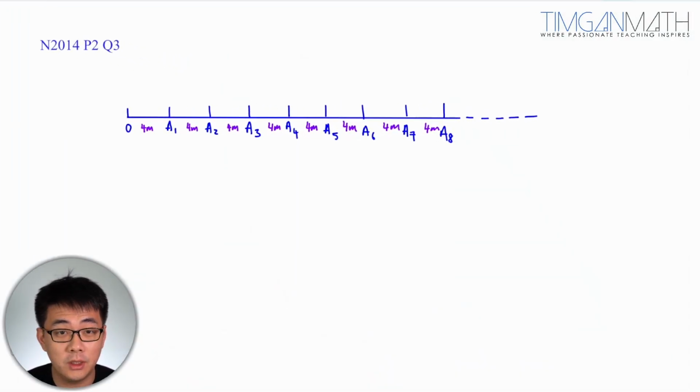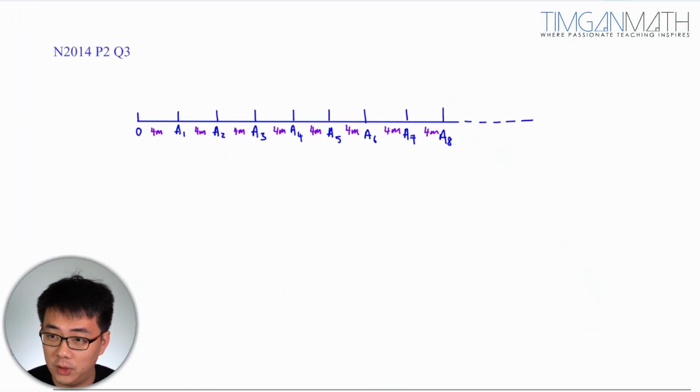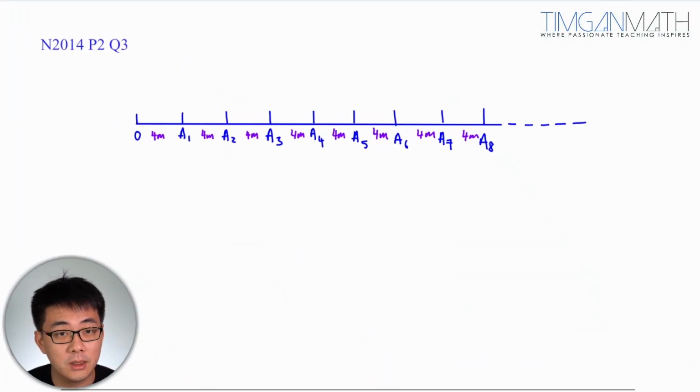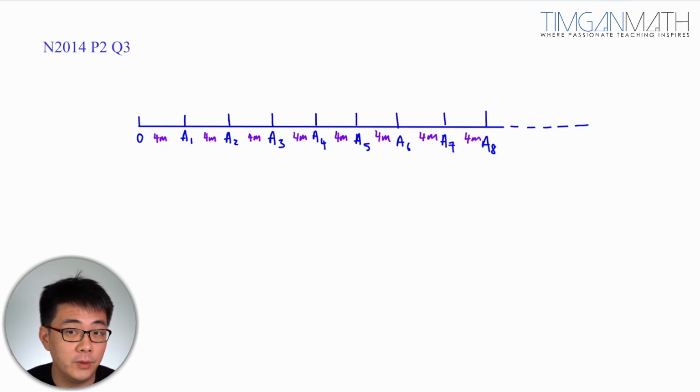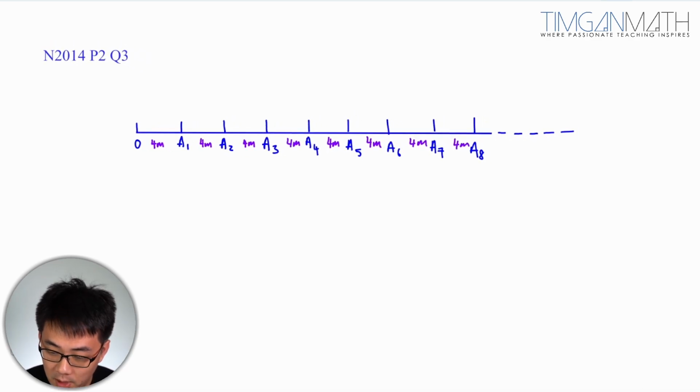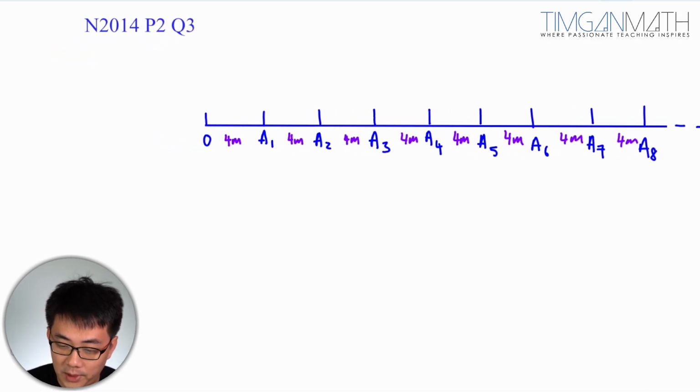Hi students, let's look at this question here, which was taken from the year 2014, paper 2, question 3. This question is on AP and GP, I believe, and it's from the H2 Math A-Level National Examination. Okay, so let's look at the first part. I've already drawn the diagram out.